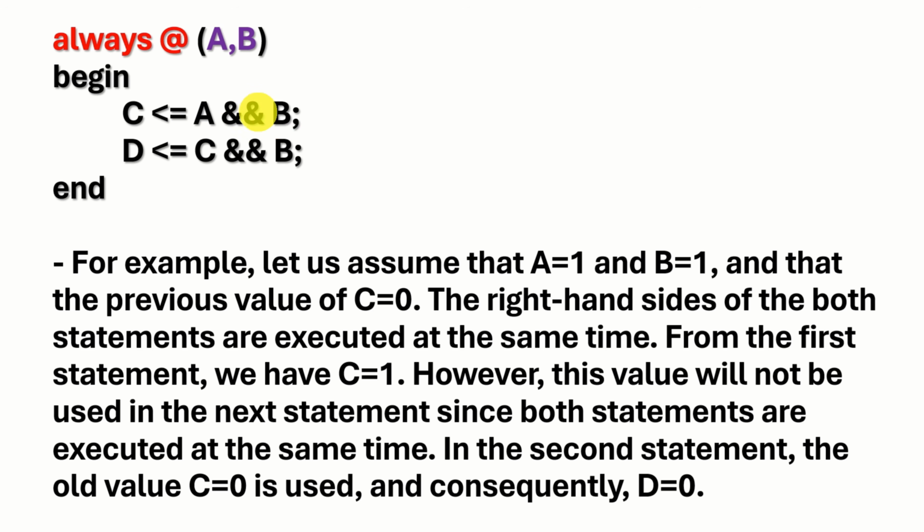Now, this value will not be used in this second statement. This is because both of the statements are executed at the same time. And when the second statement is executed, the previous value of C will be used. That is, C is over here 0, and B is 1, and 0 and 1 produces 0. Consequently, once this block is executed, C is 1 and D is 0. And keep in mind this.